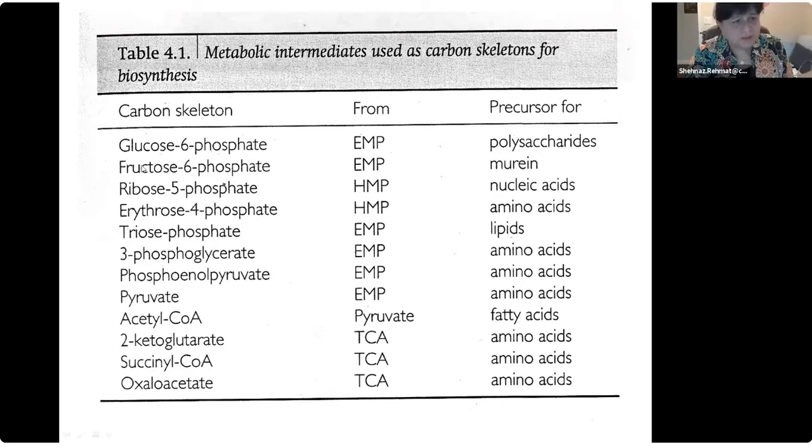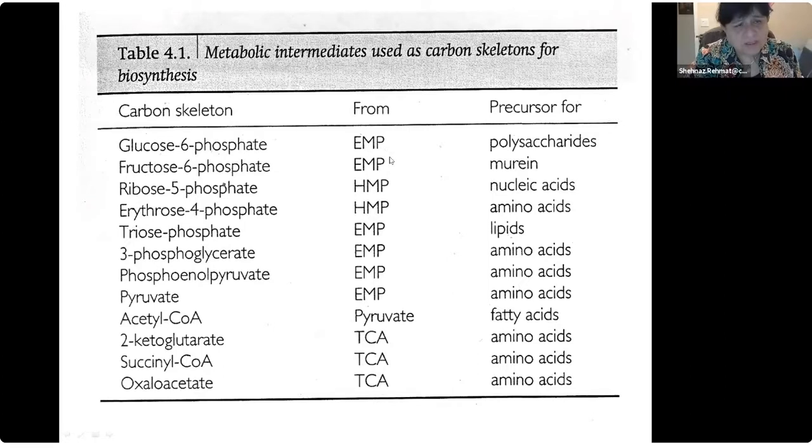So murein synthesis uses fructose 6-phosphate. Nucleic acid synthesis will use ribose 5-phosphate. Amino acids, lipids, fatty acids: all the precursors for these, either your monomers for your proteins or monomers for your lipids or monomers for your polysaccharides or monomers for even your peptidoglycan and nucleic acid, they all come from these carbon skeletons that are produced from these central metabolic pathways.